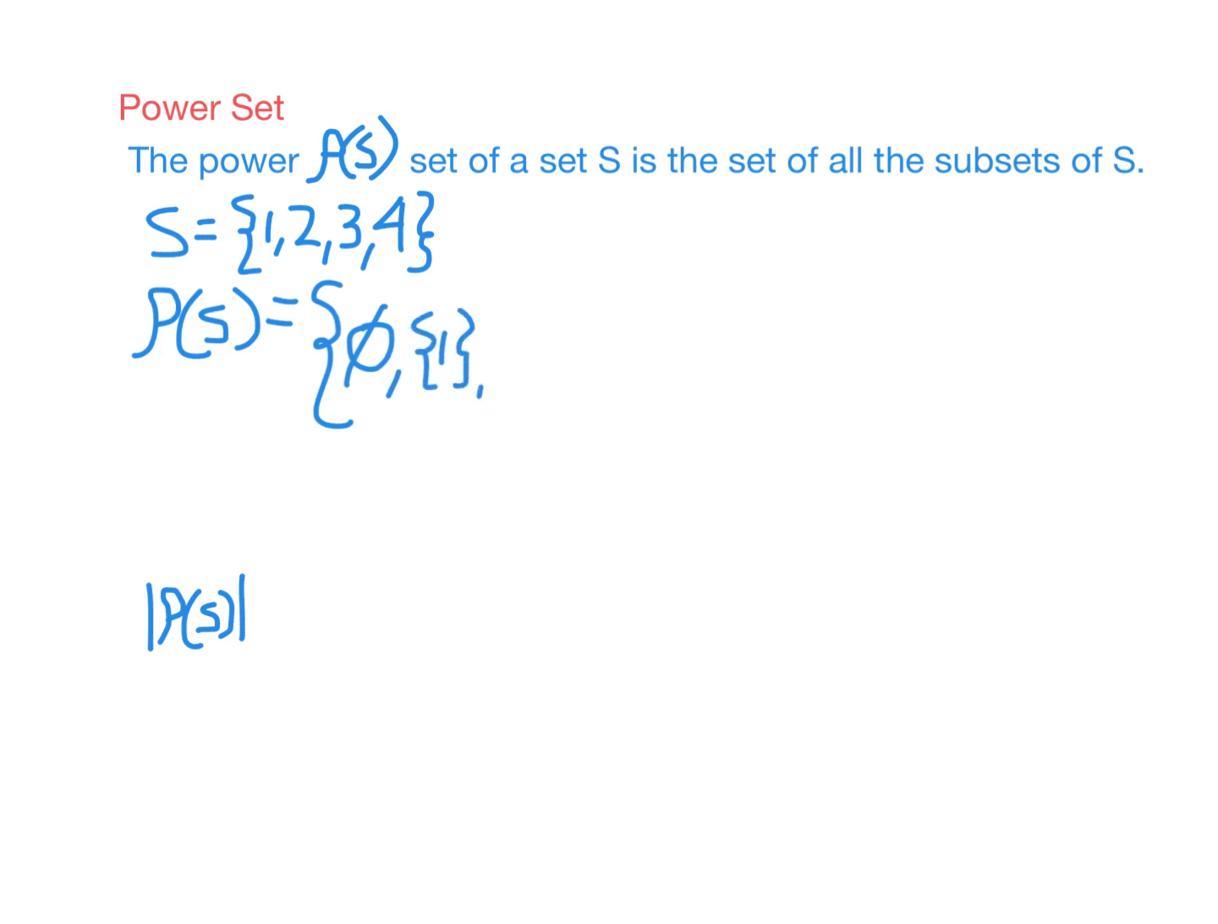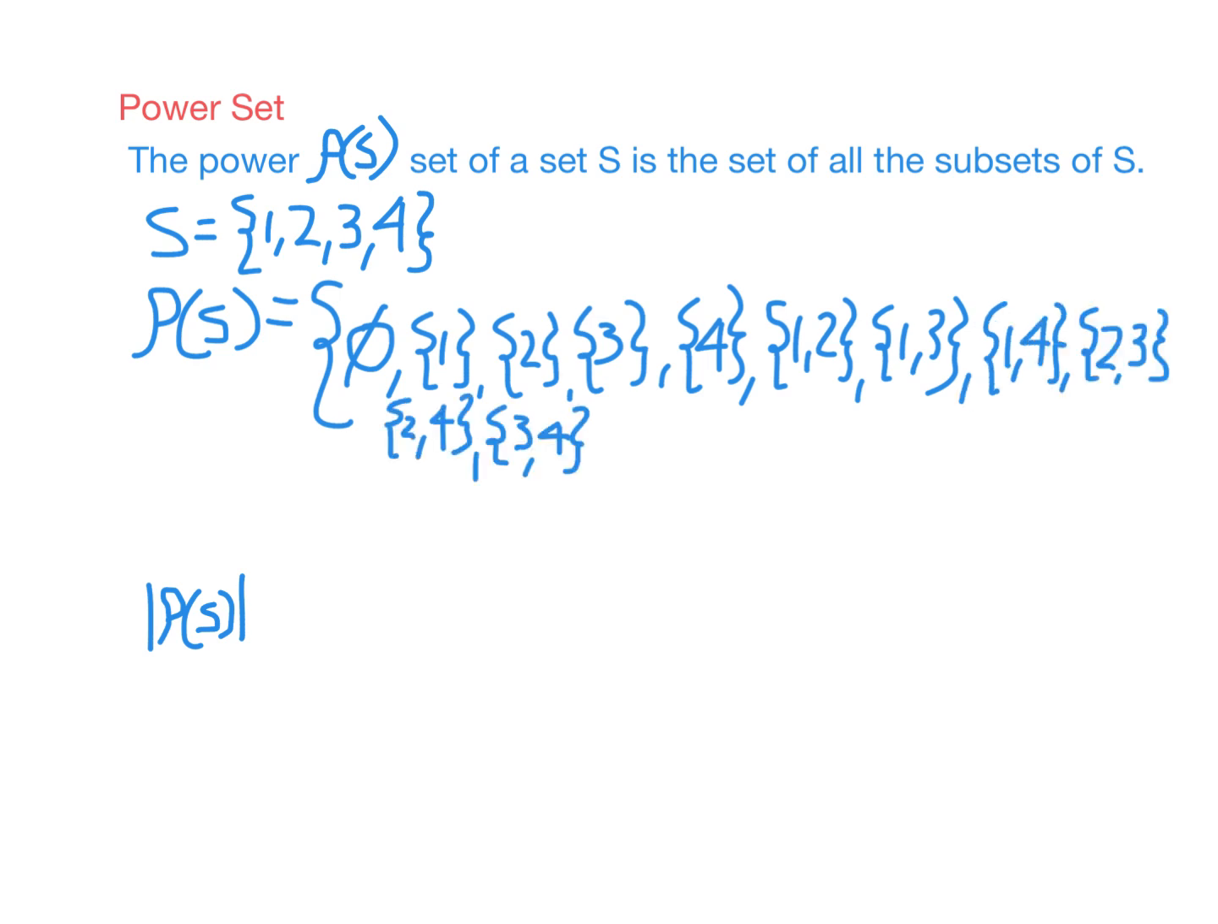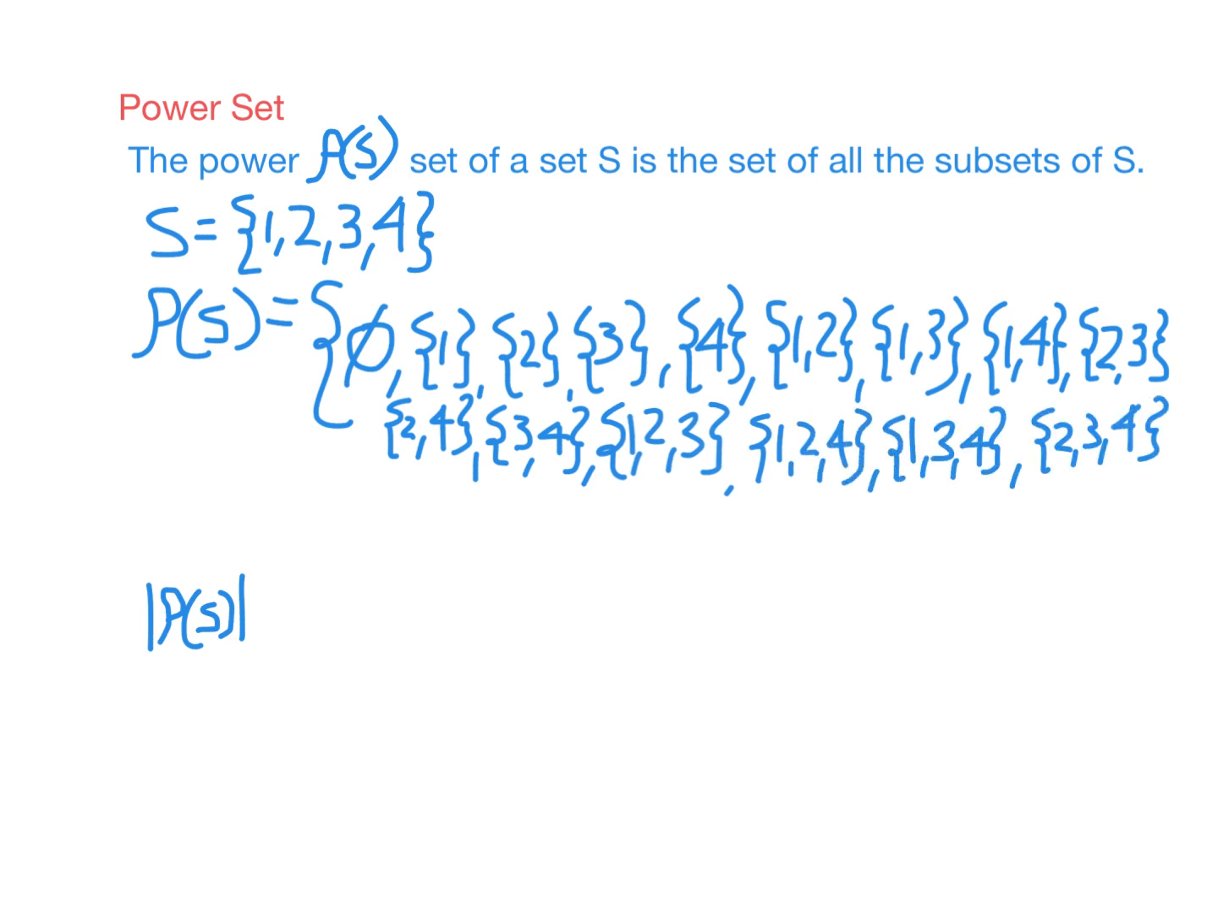So 1, 2, 3, 4, and so on. Okay, now we're going to write out the subsets of S that contain exactly 2 elements. So we have 1 and 2, 1 and 3, and so on. So now we're going to write out the subsets of S that have exactly 3 elements. So 1, 2, 3 is one such example. 1, 2, 4 is another such example, and so on. And finally, we always include in the power set the set itself. Any set is a subset of itself. So here we have all of the possible subsets of S.